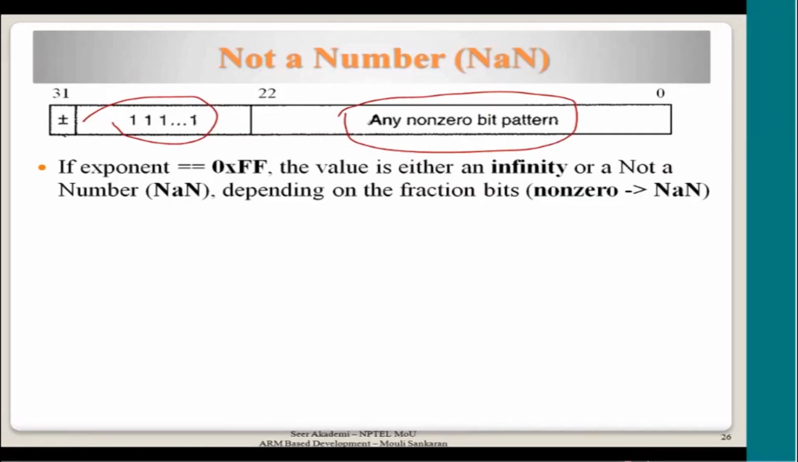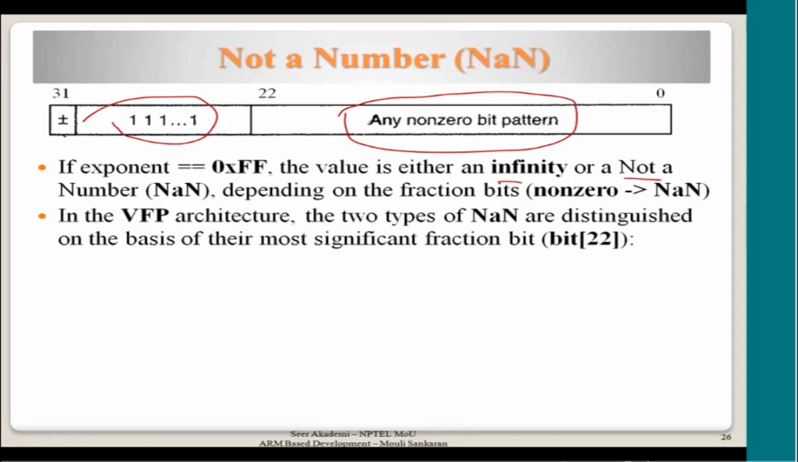Let me go into some more details here. Why is it required? The exponent is all 1s. The value is either an infinity or a not a number. If the fraction is all zeros with the exponent all ones, it is called an infinity. But if it is a non-zero pattern, it is called a not a number.